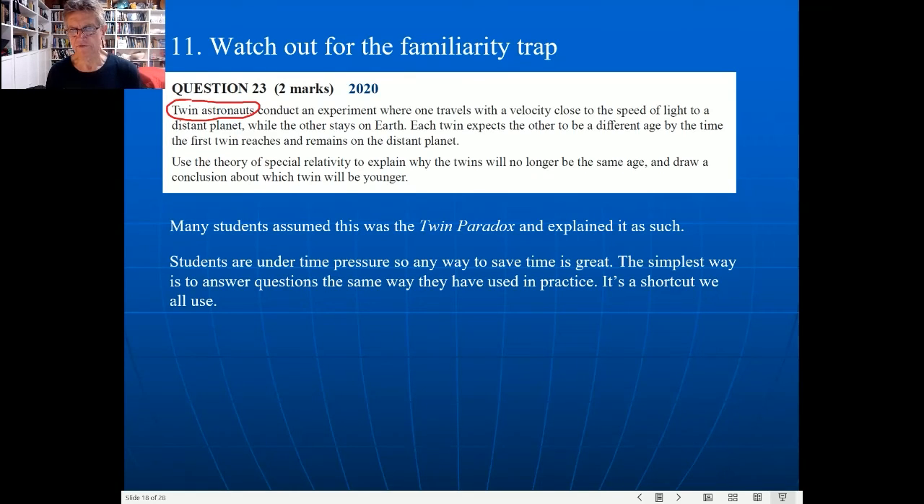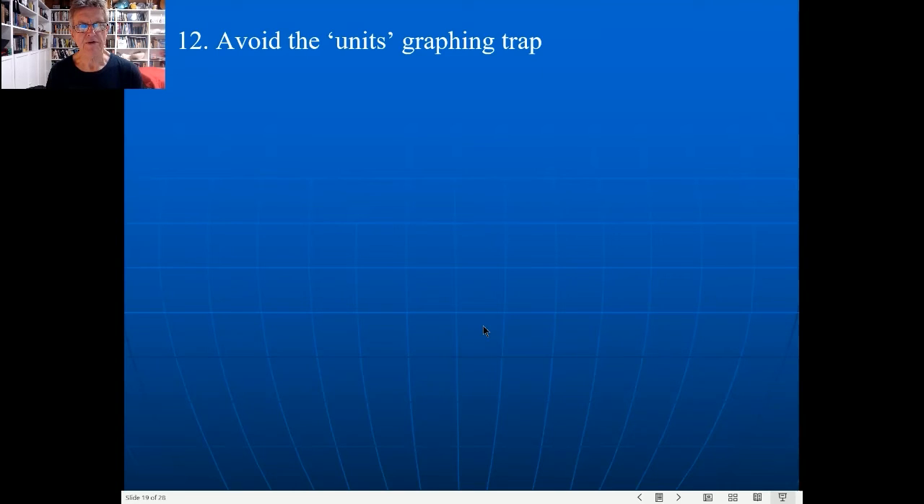Now, the theory or the idea from teachers is that you're under pressure and you want to save time. So you see twin astronauts and you think, oh, I won't read the rest. I'll save time. I'll just use a shortcut and write about twin paradox. So my suggestion is don't rush into a solution without reading it properly, because that's where you lose the marks.